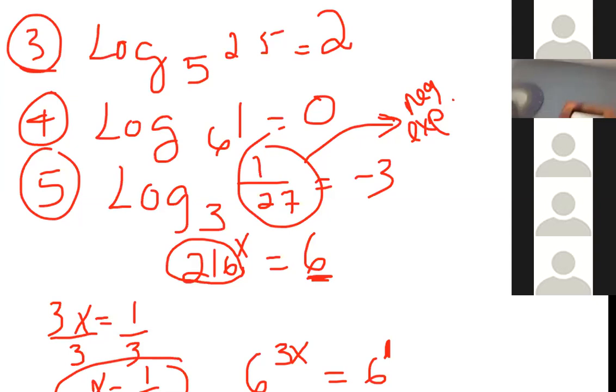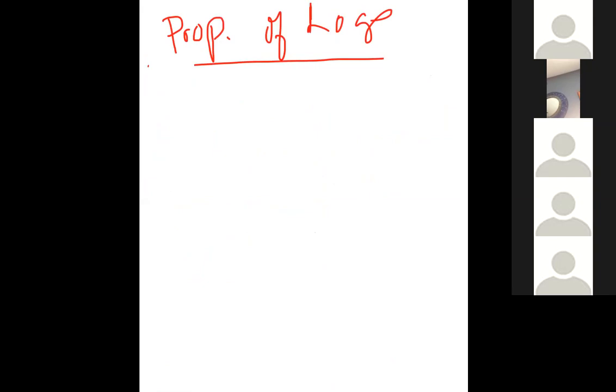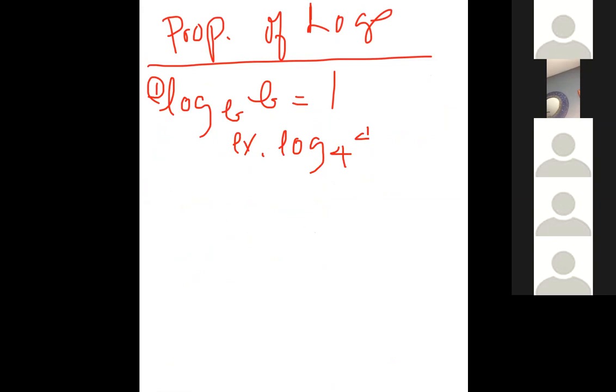All right, everybody, here comes the next part: basic properties of logs. We're going to start with this one. Number one: log base b of b is always equal to 1. So if you have log base 4 of 4, 4 to the what power gives you 4? That's what it's asking. Since the base and the answer are equivalent, the answer will be equal to 1.